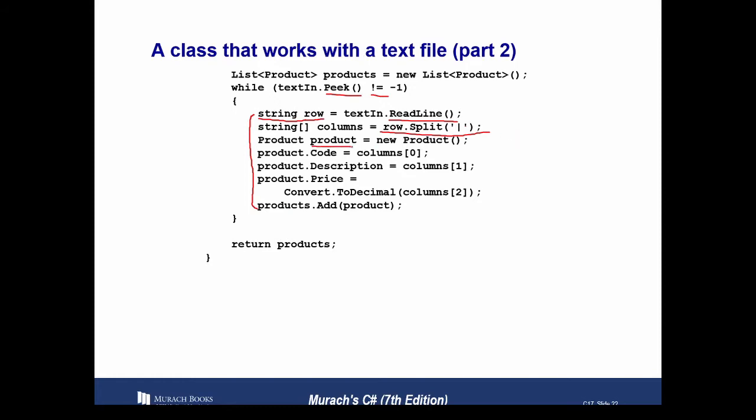We're creating our product object. And then we're just talking about columns here. We're making sure that we're dealing with strings and decimals and all that stuff. We're doing a conversion. And at the very bottom, we're calling the add method. And then we're returning products.